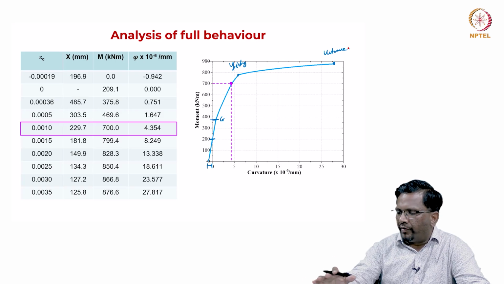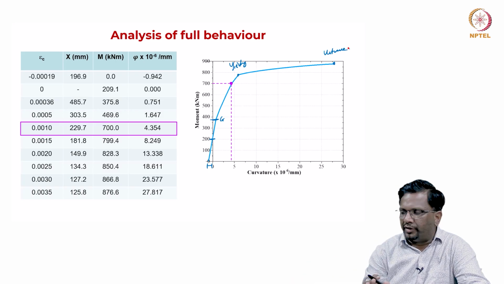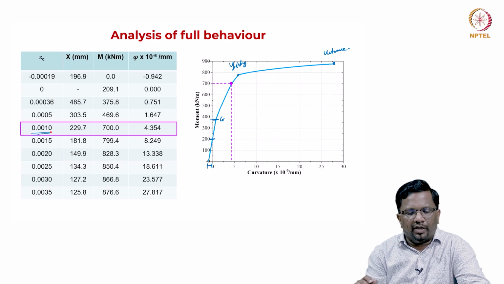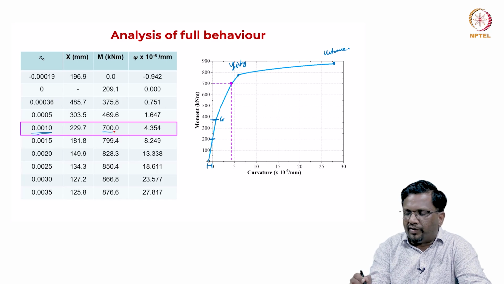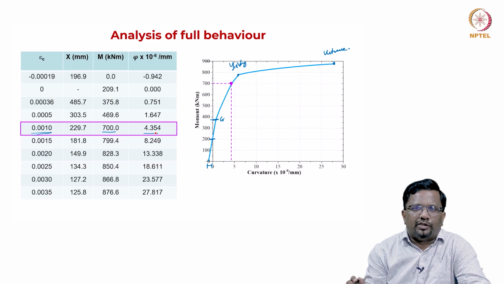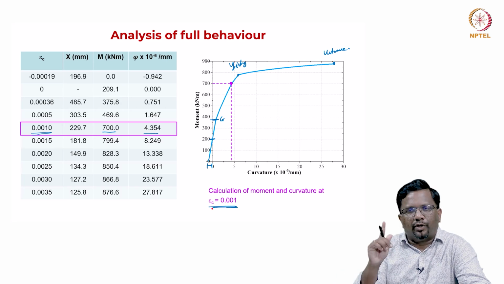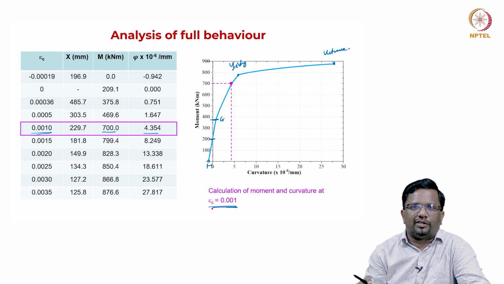Now, this is the value for this particular section, which has both pre-stressing steel and steel on the compression side and steel on the tension side, right. Now, we are showing calculations for one value of epsilon c, which is 0.001. Let us see how we get this moment of 700 and curvature of 4.354. We are going to show the calculation for one value. Again you can repeat the exercise using a simple Excel sheet, and you can directly get this entire moment curvature response.